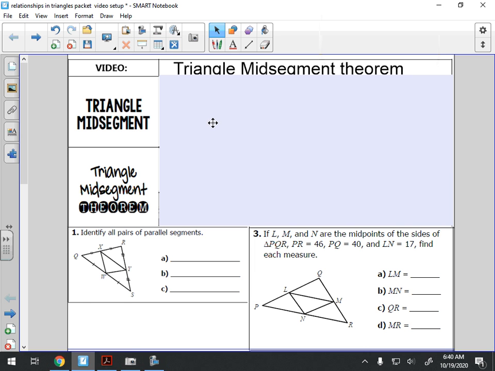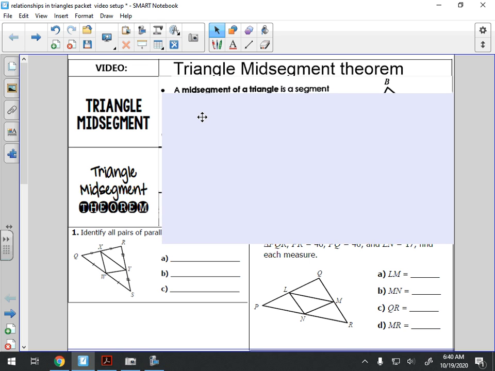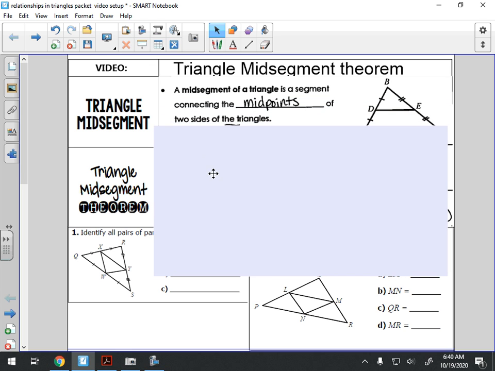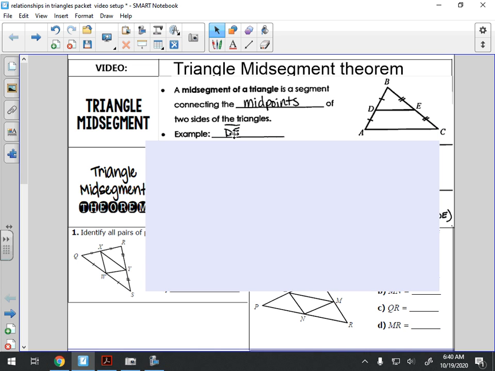Alright, here is the triangle mid-segment theorem video. Let's look at this first box. A mid-segment of a triangle is a segment connecting the midpoints of two sides of a triangle. Example, DE would be the mid-segment of this triangle. So the midpoints here, D and E, those are going to be midpoints.